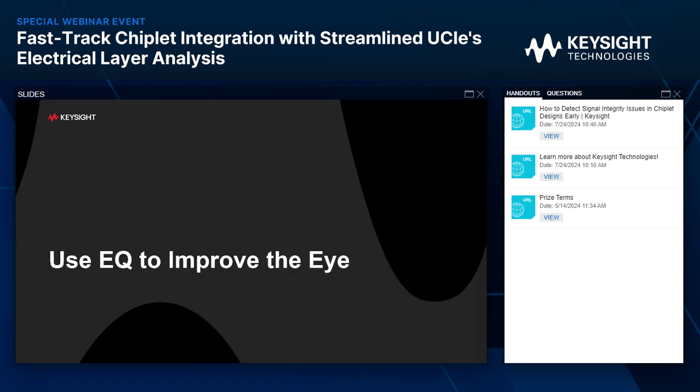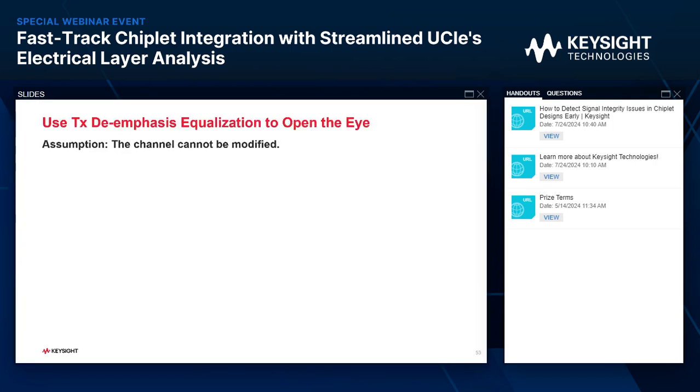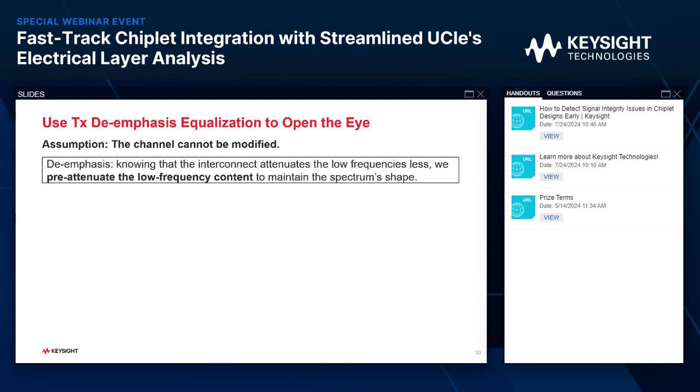Okay, are there other ways? Assume the channel cannot be changed. Is there another way that we can improve the eye? Yes, by using equalization. Here is a TX de-emphasis example where we'll use de-emphasis to pre-attenuate the low frequency content, because we know that the interconnect will attenuate the low frequency less.